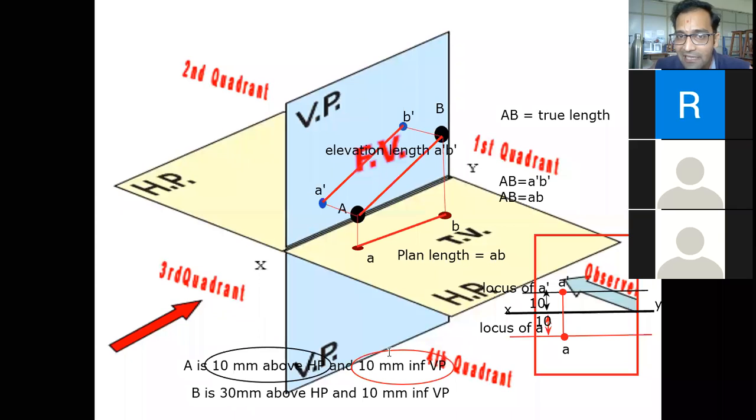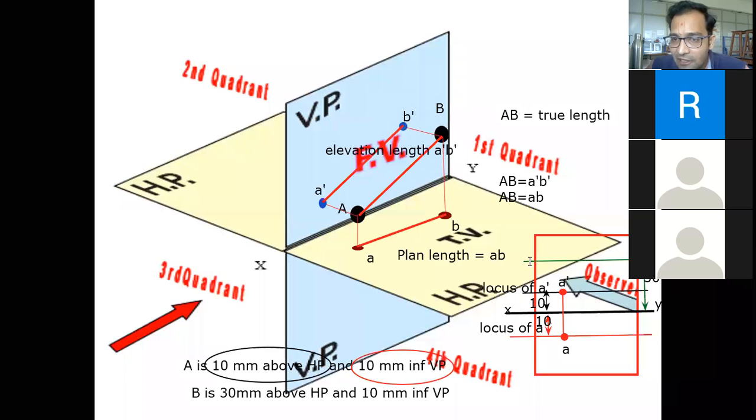So where should I get B dash? I'll be saying that I'll be getting B dash over here somewhere at the line which is 30 mm from the reference. How much distance it indicates? 30 mm. Let us have it over here, 30. Okay. So where are we going to get B dash? It is going to be 30 mm from the reference.